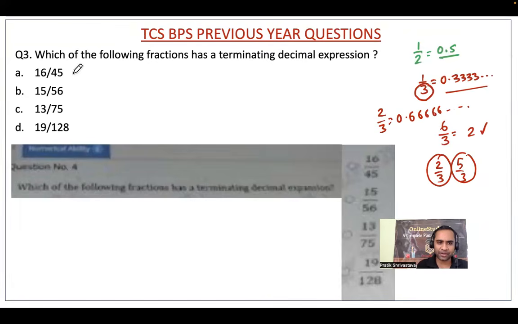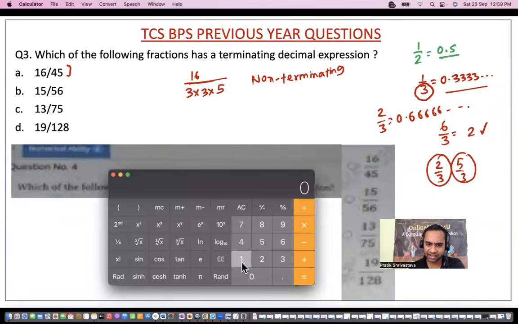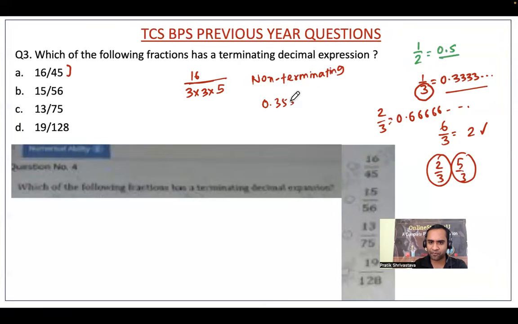Now here, if we try to analyze, we have 16 divided by 45, right? So 45 is 3 into 3, 9, and 9 into 5 is 45. Now here we have 3, and 3 cannot divide 16. That means it is going to be non-terminating, right? Okay, fine. You can also check here: 16 divided by 45, my value will be 0.35555, and it will not be terminating.